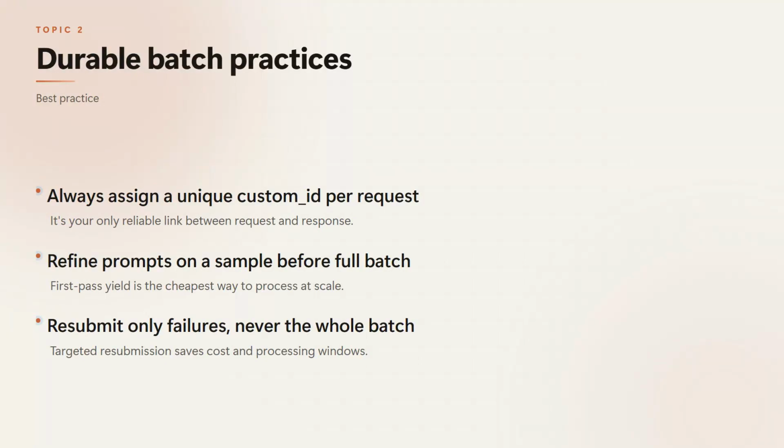The reason you reject resubmitting the whole batch isn't just cost, it's that you lose the learning opportunity. By isolating failures, you improve your pipeline. And you reject avoiding batching because of ordering concerns, because custom ID makes order irrelevant. That's the practice that holds true whether you're building a compliance system next year or processing research data tonight.